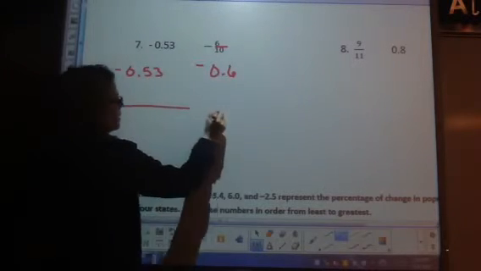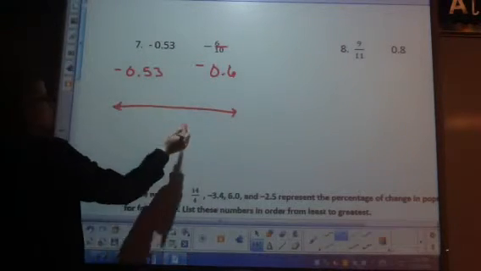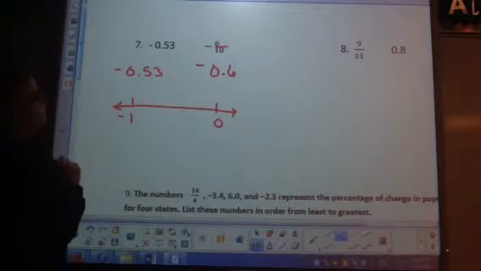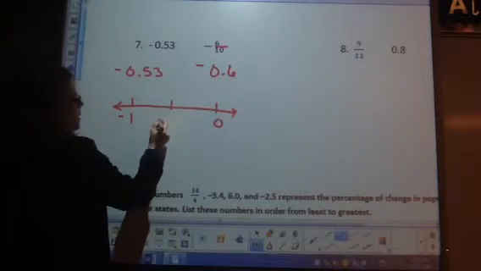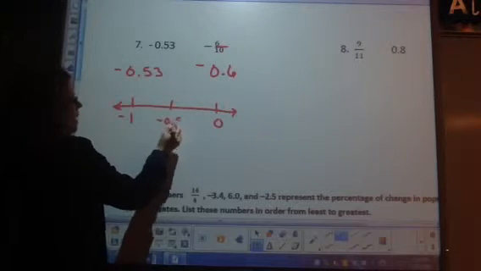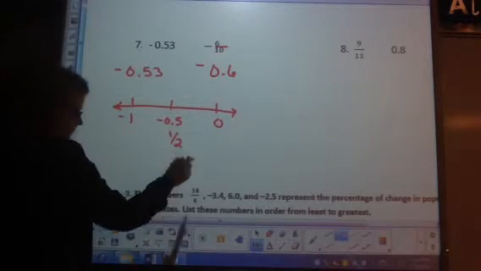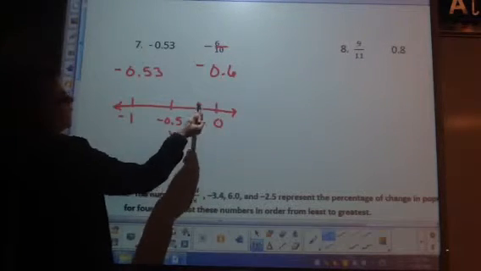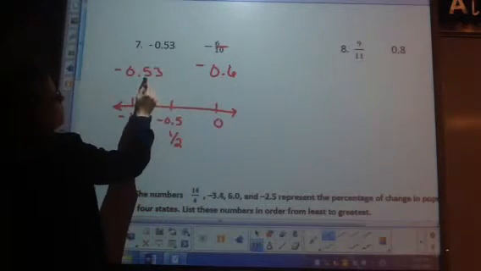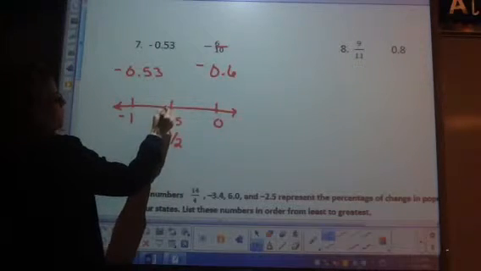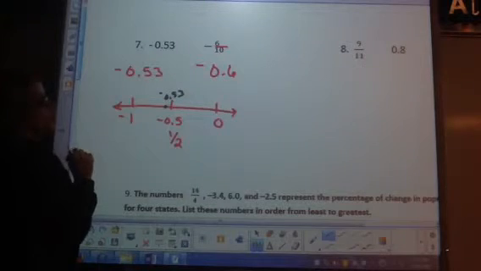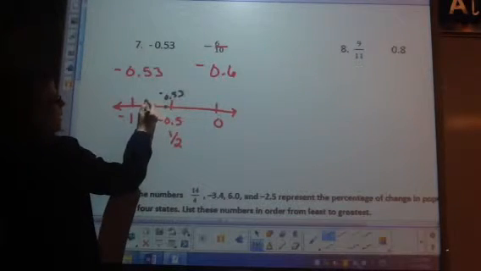Okay, when we're dealing with negative numbers, here's 0, here's -1. Let's put right here negative 0.5, which represents 1/2. So negative 0.53 is going to be somewhere right here. Negative 0.6 is going to be to the left of that.